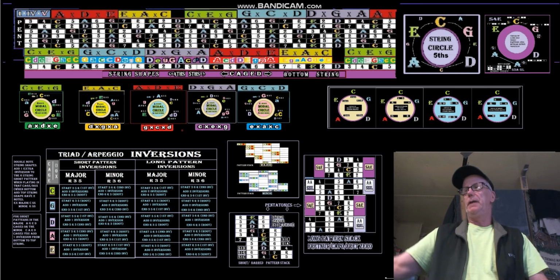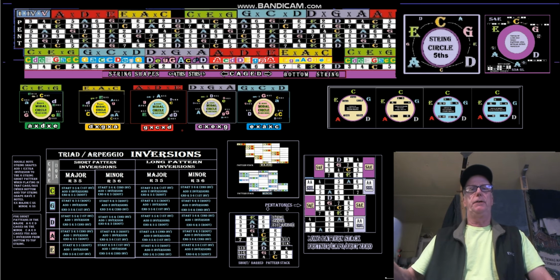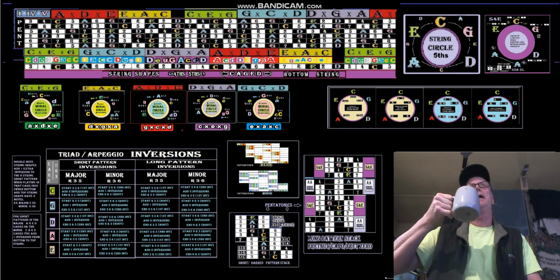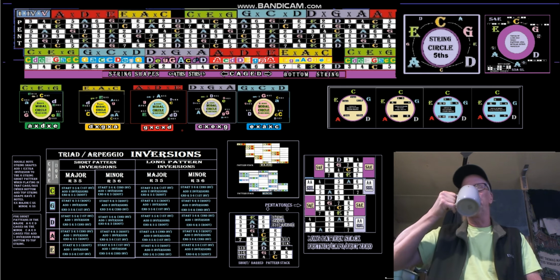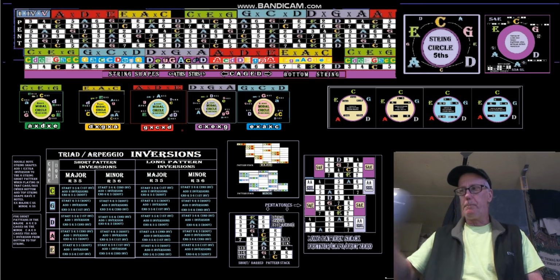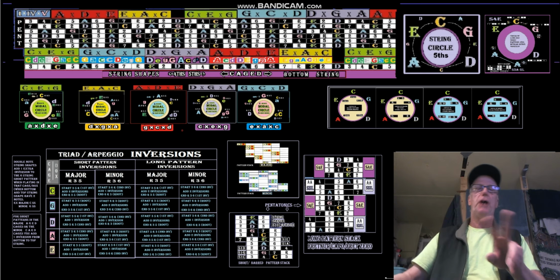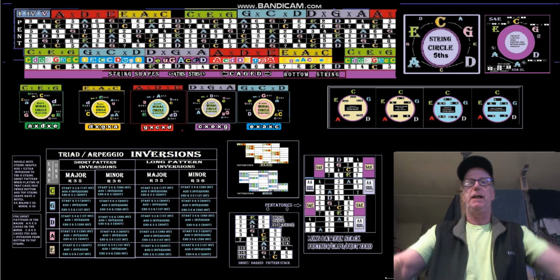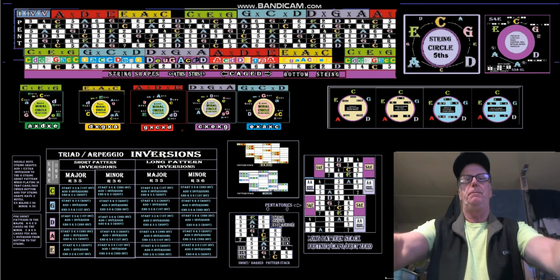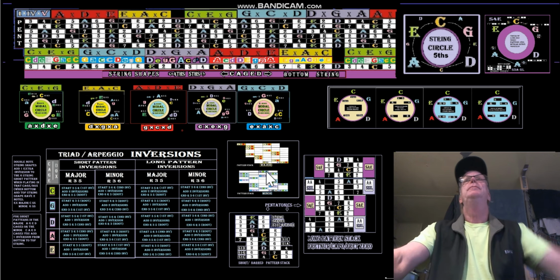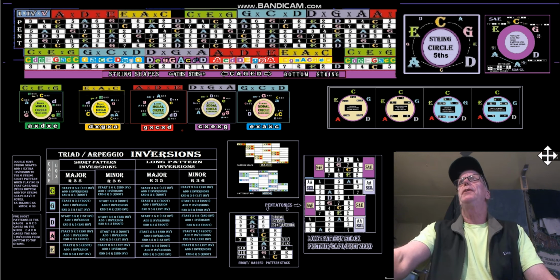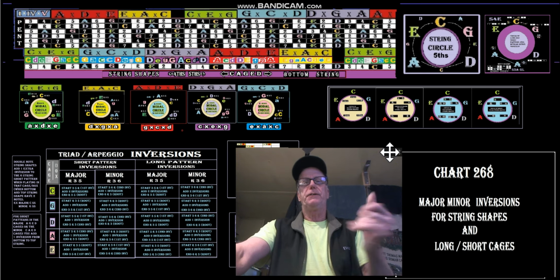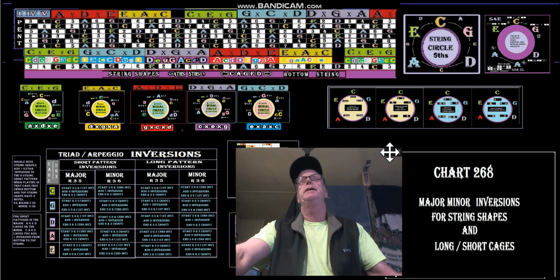So I've been working mostly on two charts. This one yesterday, and I haven't looked at it in about 24 hours. But there are just two topics that I became interested in over the past few days. So here we go. Let's look at this. Chart 268. We've got 268 and 270.